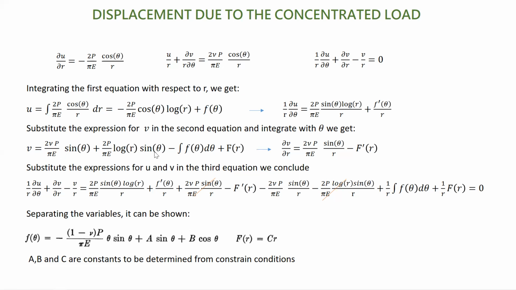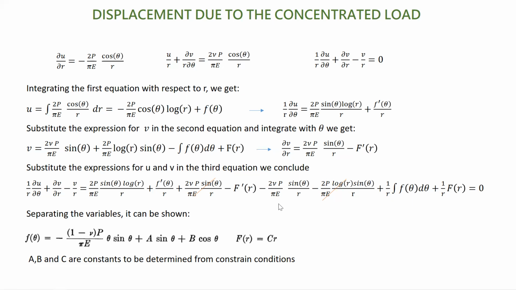You get V as well by looking into that term. Derivative of V with respect to theta is given. So if you integrate it and substitute into that equation, you get V. Substitute U and V that you have here into the third equation, and you get some relationship between F r and F theta that should be valid for every value of theta and r.